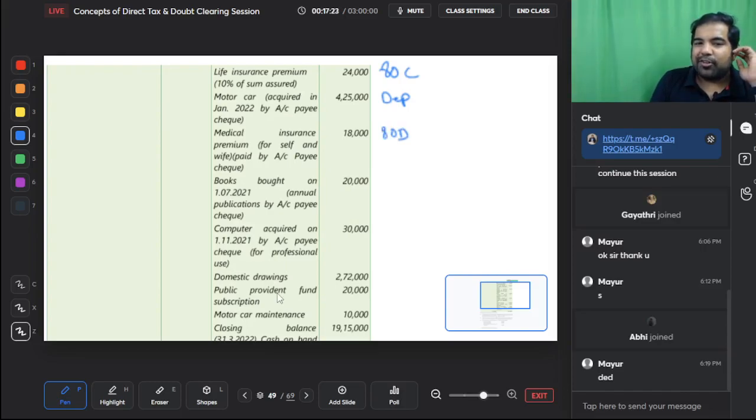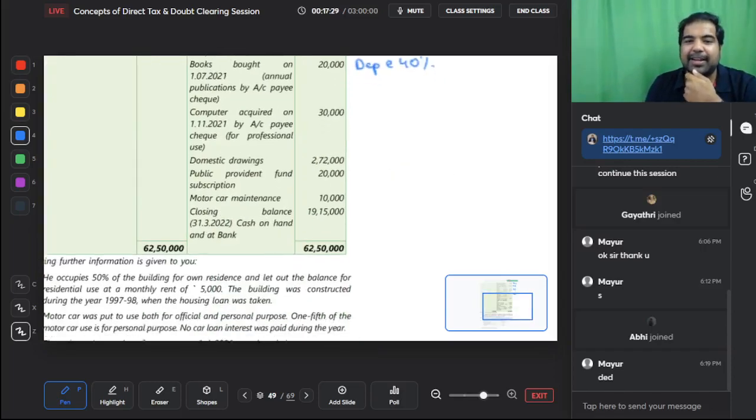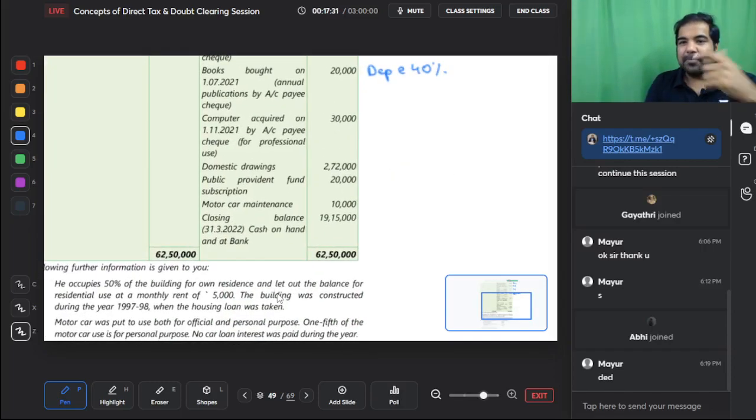Books bought on 1st July, this we'll have to take depreciation on. Books, guys, at the rate of 40%, always don't forget that. Books expire soon or they get outdated soon. Computer, again depreciation at the rate of 40%, but here it will be 20% because put to use for less than 180 days. Domestic drawings, this is nothing.